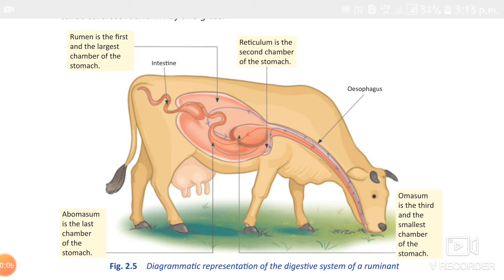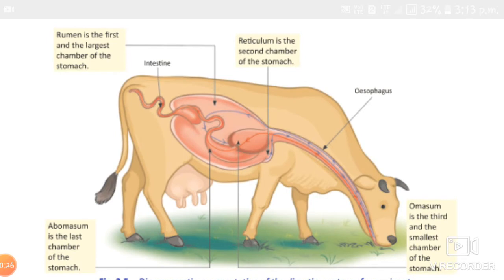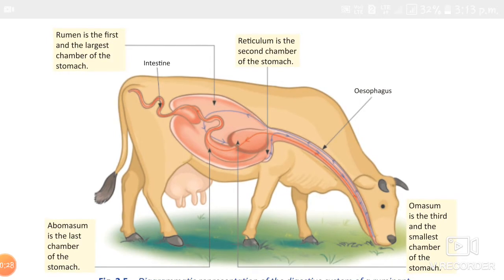In the last class, we started to revise lesson 2, nutrition in animals, right? In that, we studied nutrition in amoeba and nutrition in humans. In nutrition in humans, we studied 5 stages. What are they? Ingestion, digestion, absorption, assimilation, and egestion.